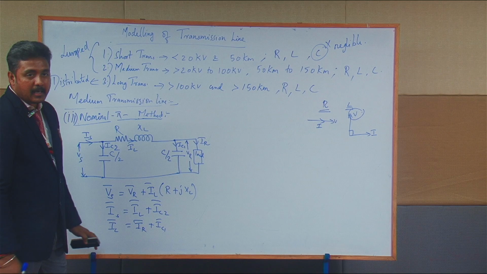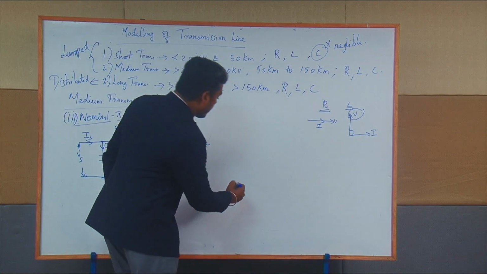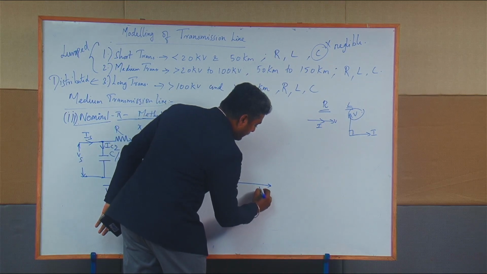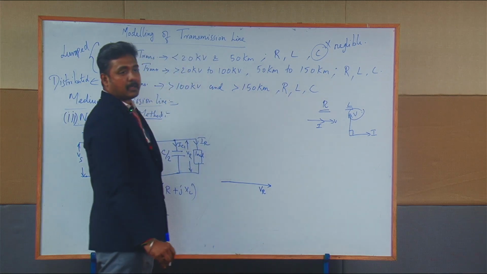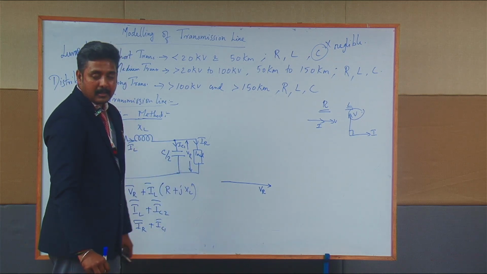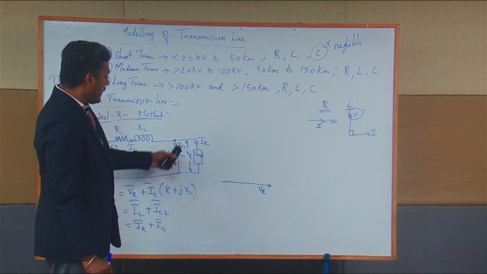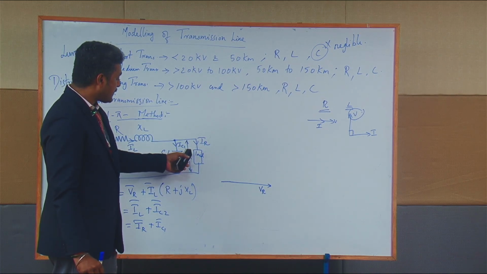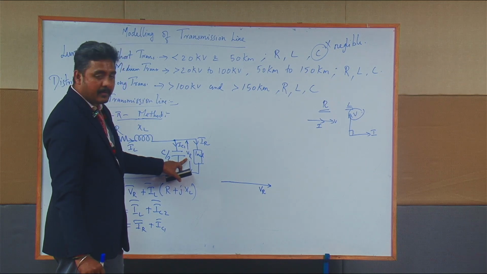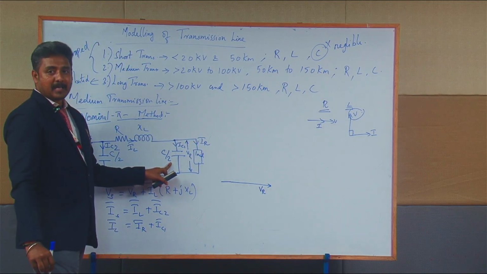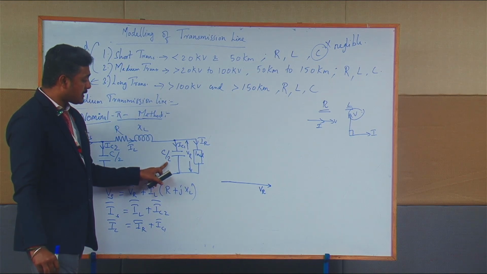To draw the phasor diagram for the equivalent circuit, first you have to know the reference vector. Again I am taking the reference vector as the VR vector. The reference vector should be at 0 degrees, so I have drawn the VR vector here. The VR vector is the receiving end voltage, which is across the load and across the capacitance C by 2.